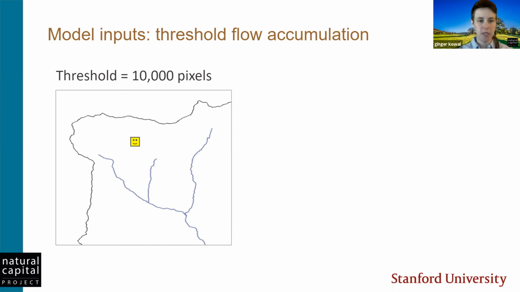The threshold flow accumulation is the number of pixels that must flow into a given pixel for that pixel to be considered a stream. So if you think of a flow accumulation raster, where we route flow across the landscape, if you use a threshold of 10,000 pixels, that means this pixel that is a stream drains 10,000 pixels. The reason this is important is because, remember, once sediment reaches the stream in the model, it's considered exported. So with a large threshold flow accumulation value, you'll have a very coarse stream network, and sediment must travel a long way over the landscape before it reaches a stream.